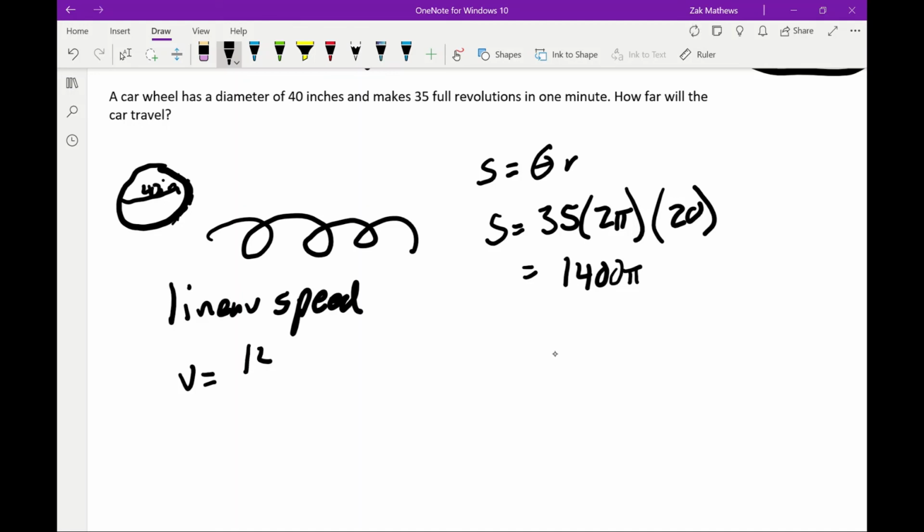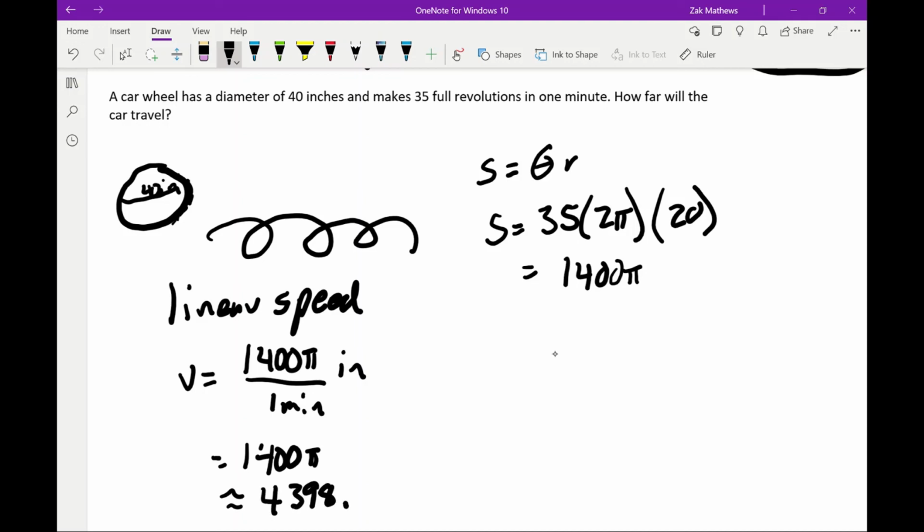And so now we're going to take that, and for our linear speed, velocity is equal to the arc length divided by the time, which was just 1 minute. We know that these were inches. And so when we divide that by the 1, of course, we're just going to get the 1,400 pi. And so let me type that into my calculator. And we should get approximately 4,398.22 inches. And linear speed is just that measure of distance. And so that would be our answer in inches.